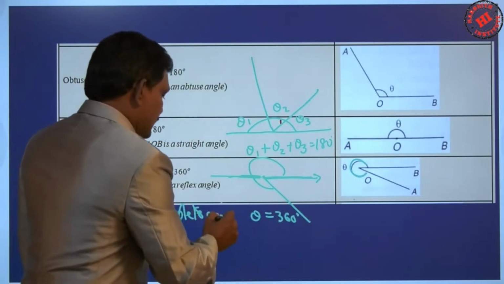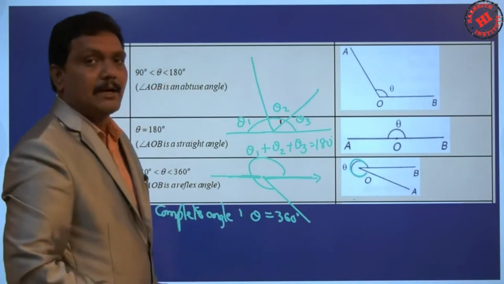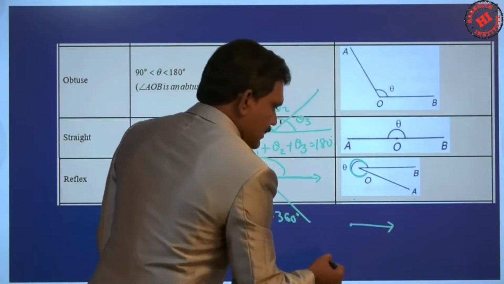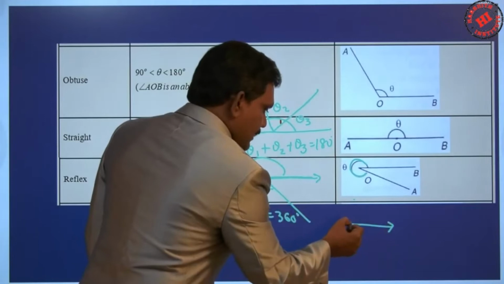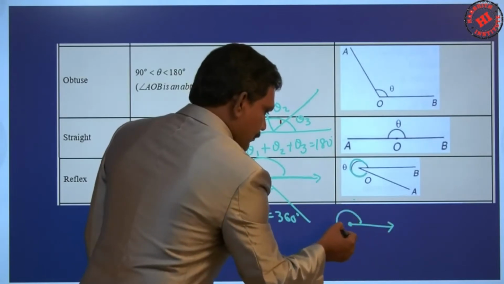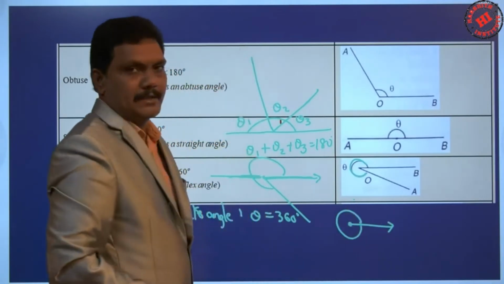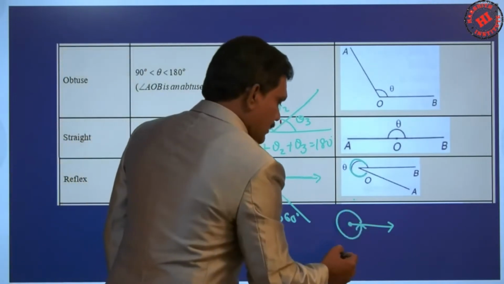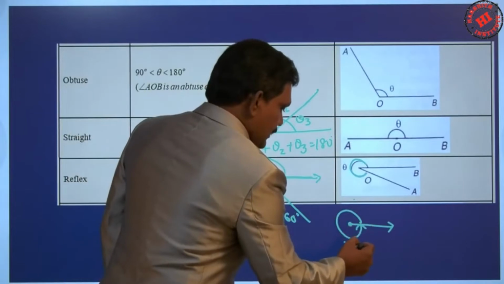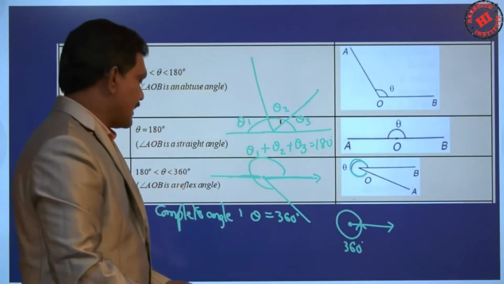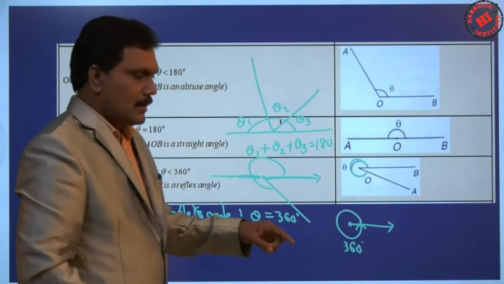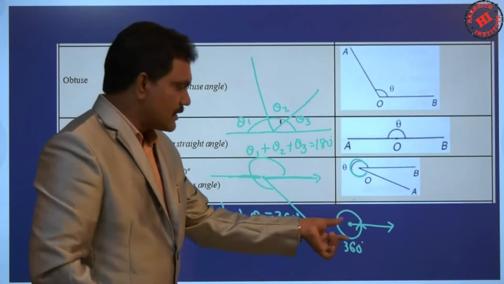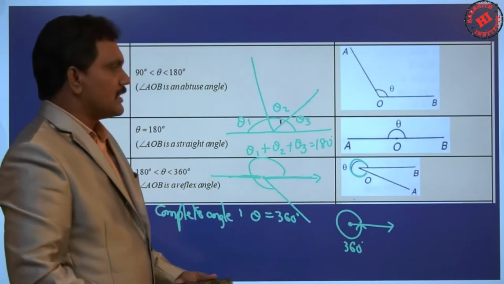That is the sum of all angles around a point. This is the angle. This is the ray. This is the point. The sum of all angles around the point is 360 degrees, and the angle is called a complete angle. Complete means taking a revolution around the point, and the sum of all the angles is 360 degrees.